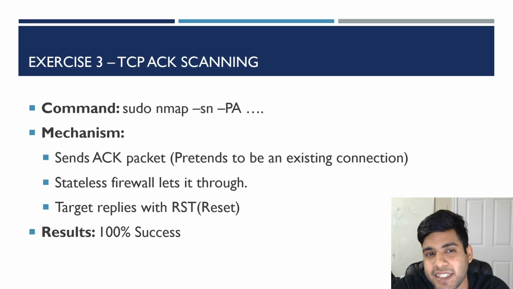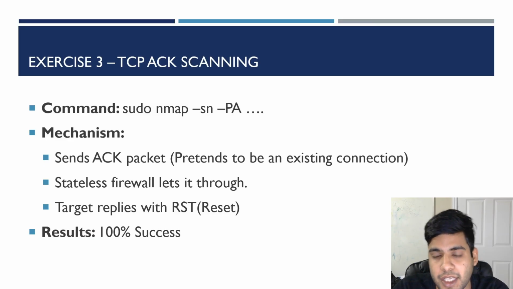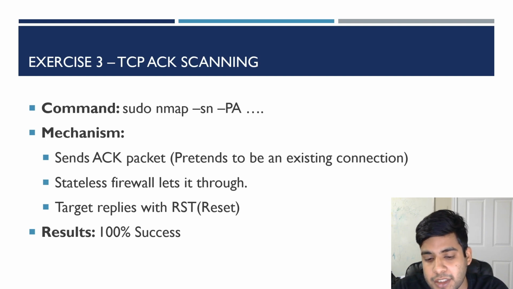And the last one is TCP acknowledgement scanning. You know that in the TCP three-way handshake, let's say we have two hosts A and B. One host sends the SYN packet, the receiver sends back a SYN plus ACK packet, and the sender sends again the ACK packet. So the three-way handshake is done and the connection is established. Right now, Nmap will just send an acknowledgement packet, which is the last stage of the three-way handshake.